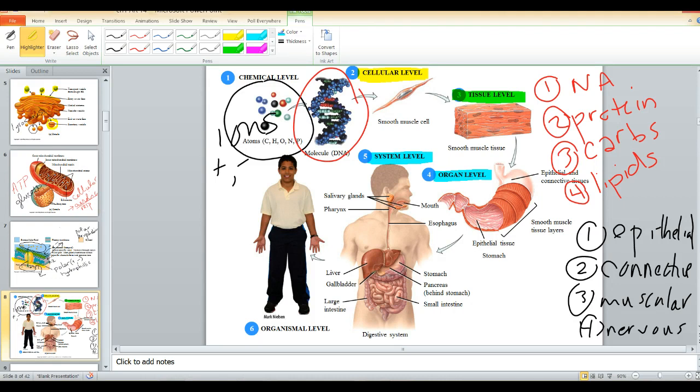You have 11 different systems in your body. The one shown here is digestive, but you also have respiratory, cardiovascular, nervous, endocrine, lymphatic, immune. So lots of different organ systems in your body. When all of these organ systems communicate together and work for the main purpose, which is homeostasis, this is going to be the organismal level, and for us it's humans.